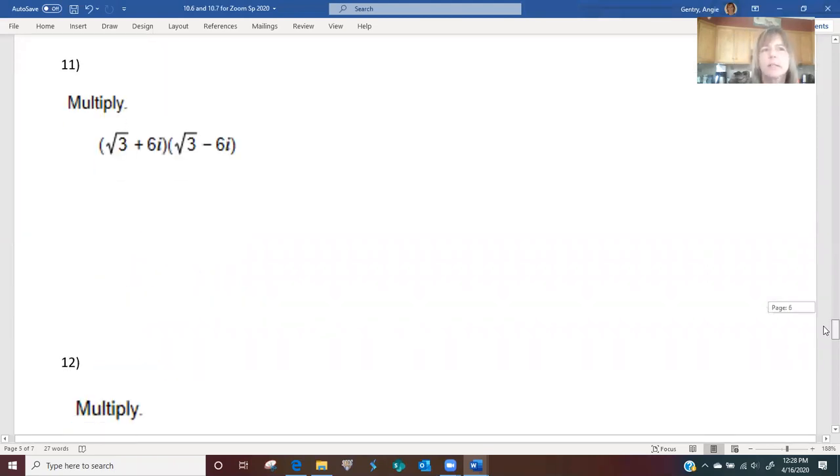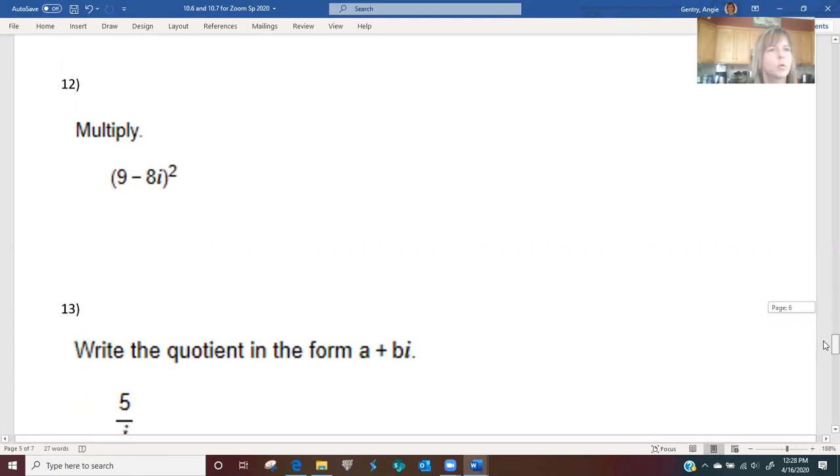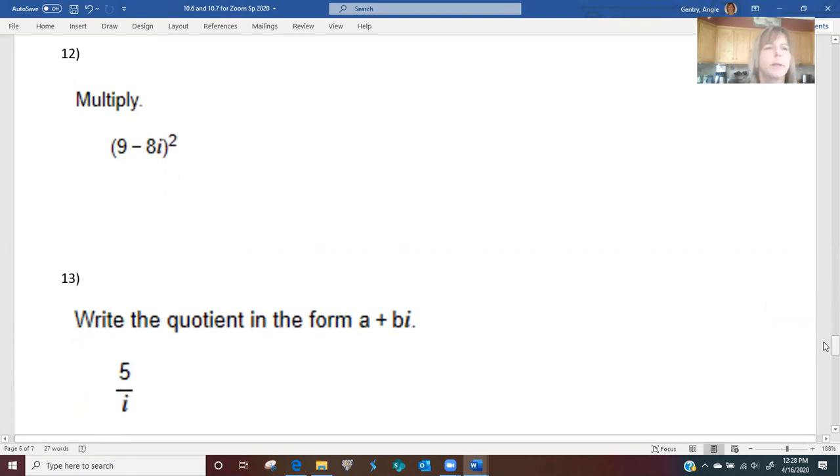So here you do the same thing with this multiplying. If you notice a plus bi times a minus bi, the outer and the inner will actually cancel. Or you can always FOIL and then do it that way. Number 12, be careful. This is something I talk about in almost every section. You have a binomial squared. So you either FOIL or use the formula. I'm going to FOIL because most of you do better with that.